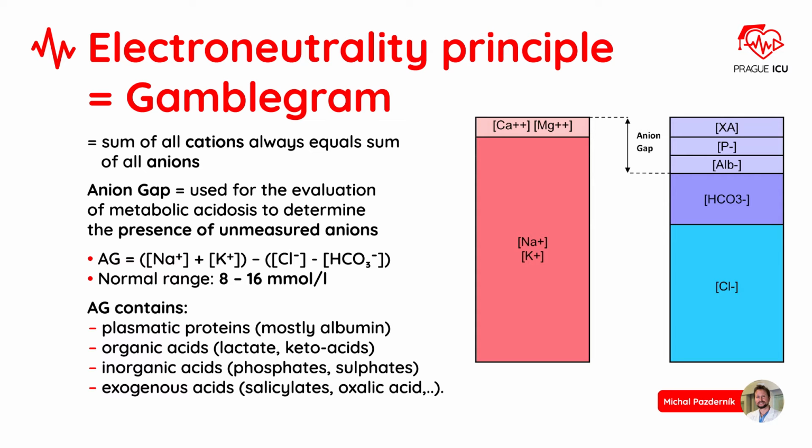Anion gap is used for the evaluation of metabolic acidosis to determine the presence of unmeasured anions. The equation of anion gap is therefore sodium plus potassium minus chloride and bicarbonate anions. Normal range is from 8 to 16 millimoles per liter. Hence, the anion gap contains the difference between the above-mentioned cations and anions, and it includes plasmatic proteins, organic acids, inorganic acids, or exogenous acids.